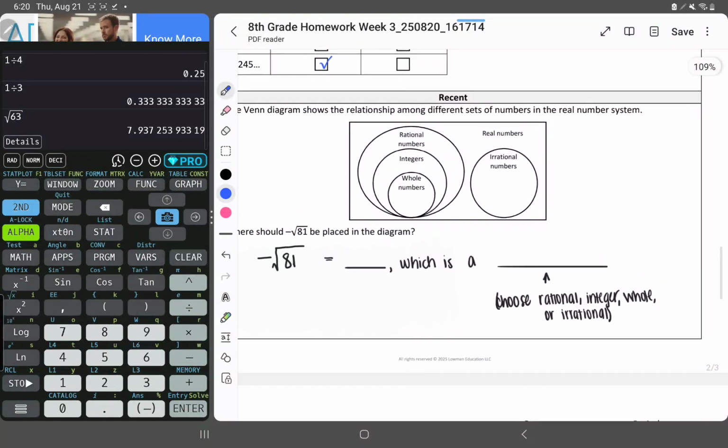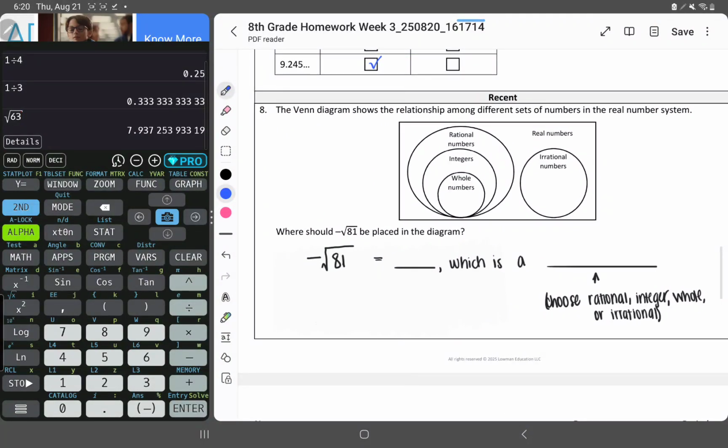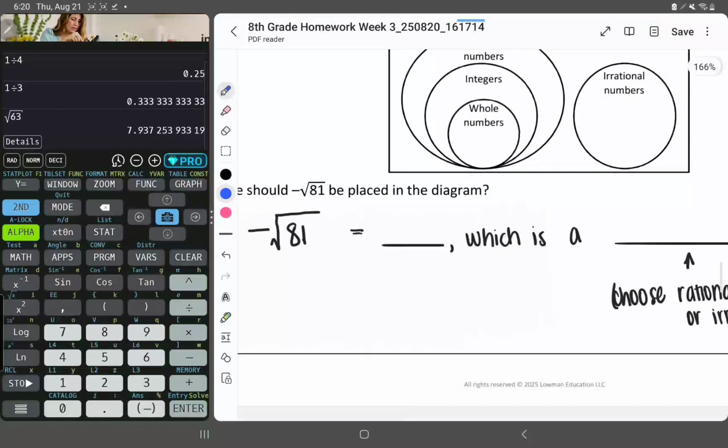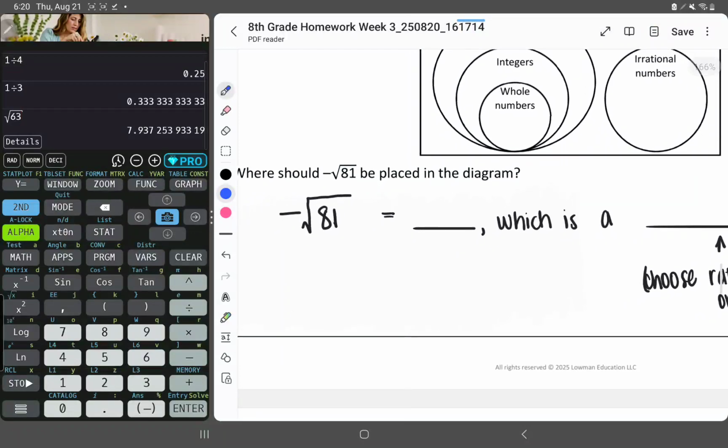This one says the Venn diagram shows the relationship between different sets of numbers in the real number system. Where should negative square root of 81 be placed in the diagram? Negative square root of 81 equals what? It equals -9. And we could put that into our calculator if we wanted to check.